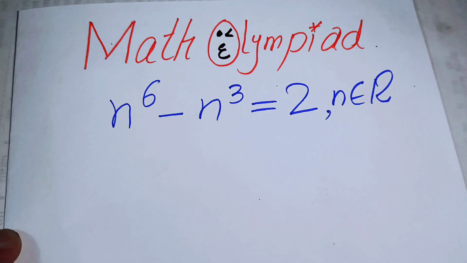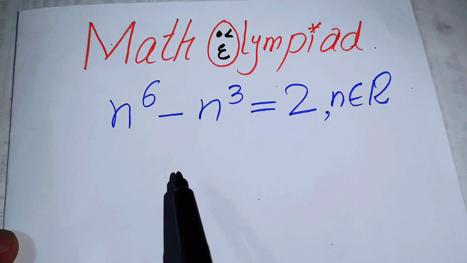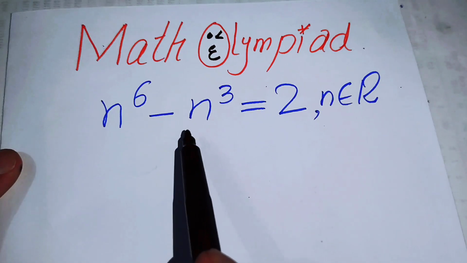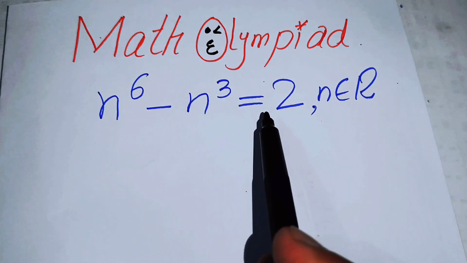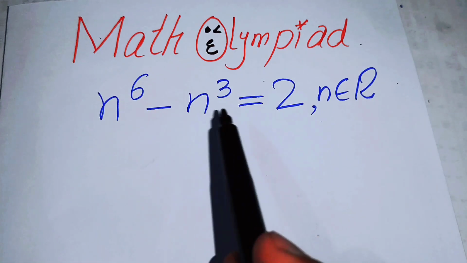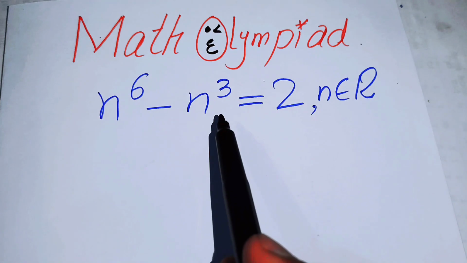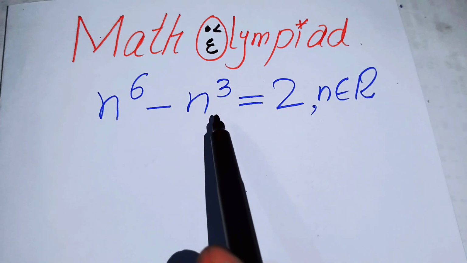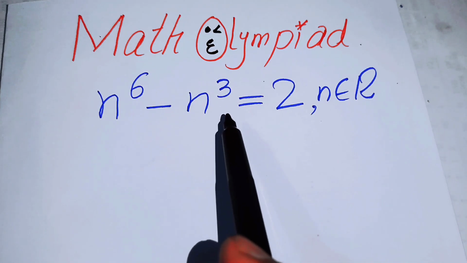In this video we are going to solve this nice algebra problem, and here we have n to the power of 6 minus n to the power of 3 is equal to 2, and we will solve this problem for real values of n. So remember one thing, we can just find the real roots of this equation.